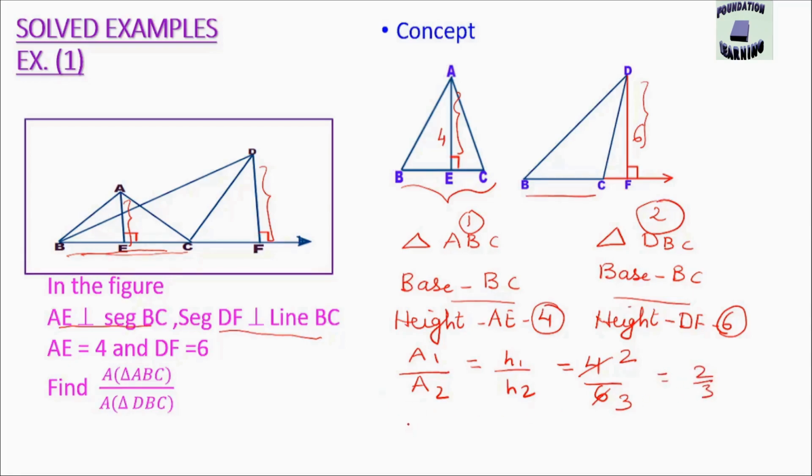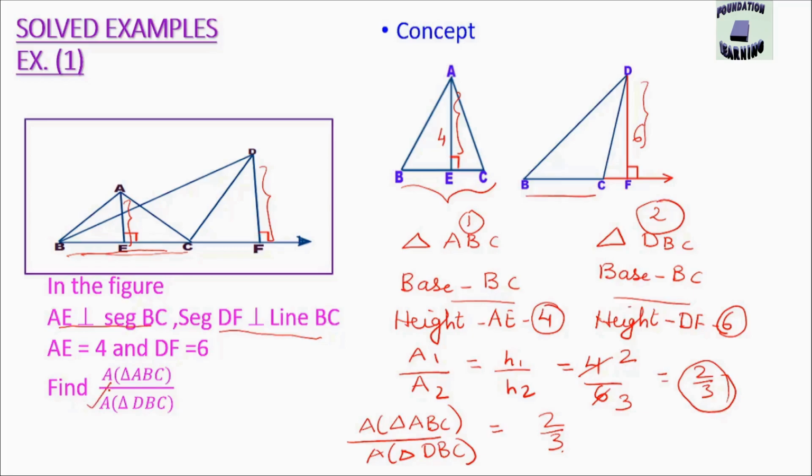So what is the answer? This answer is area of triangle ABC, A1, upon area of triangle DBC, which is A2. So what is the answer we have got? We've got here 2 upon 3. So this is the answer. That is area of triangle ABC upon area of triangle DBC is 2 upon 3. This is what was asked.